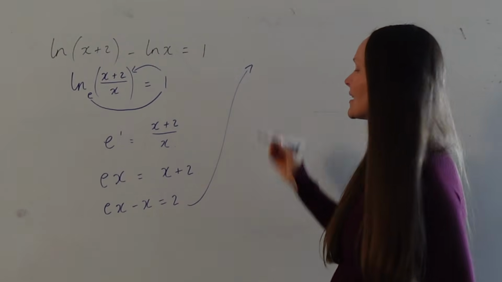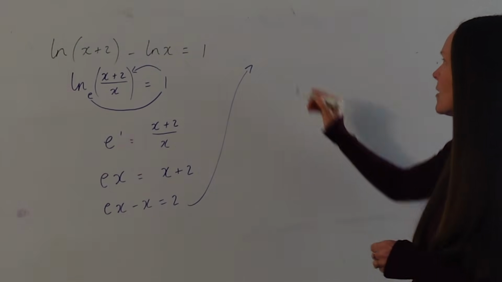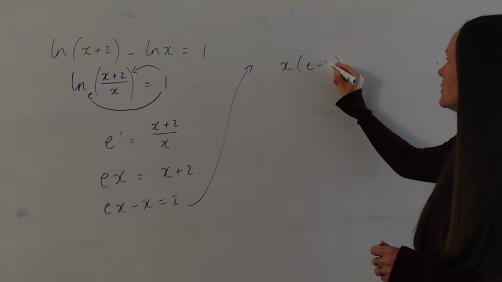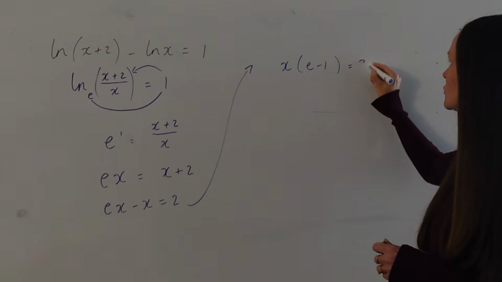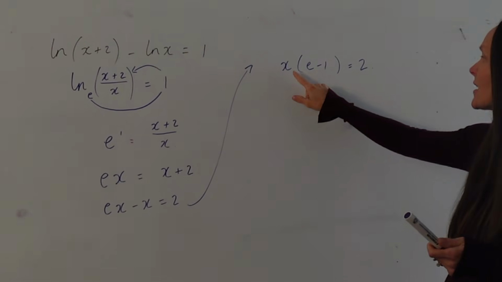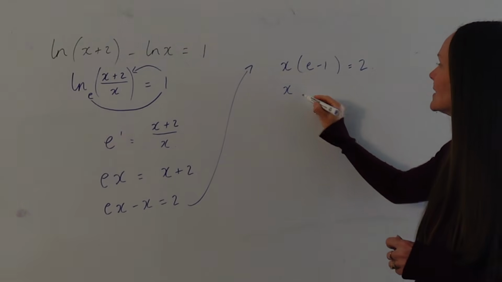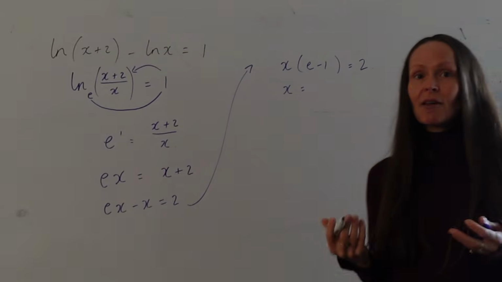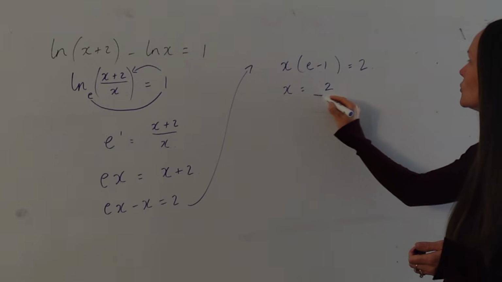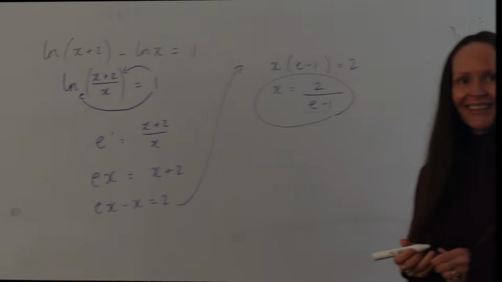Now I need to isolate that x term, so the x is by itself. So I'm going to factor out the x here, so that we have x, open brackets, e minus 1, and remember this is equal to 2. And there's one last step to get x by itself. Here, x is being multiplied by everything in the bracket, so we have to do the opposite and divide. So I'm going to divide everything in the equation by e minus 1, so we have x is equal to 2 divided by e minus 1. And there's the answer.